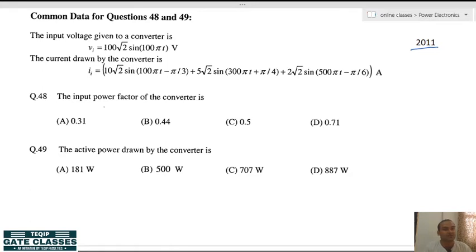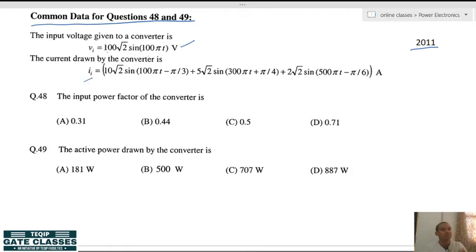Alright. So, now again coming to this question. So, this is a common data question. Common data question means several questions are given, and for all the questions the data is common. So, here it is given for an input voltage of 100 root 2 sine this, means this is the input voltage and this is the input current.